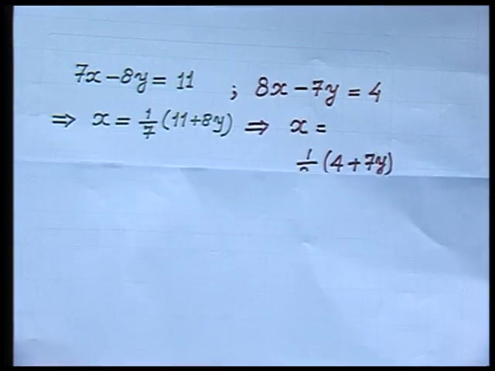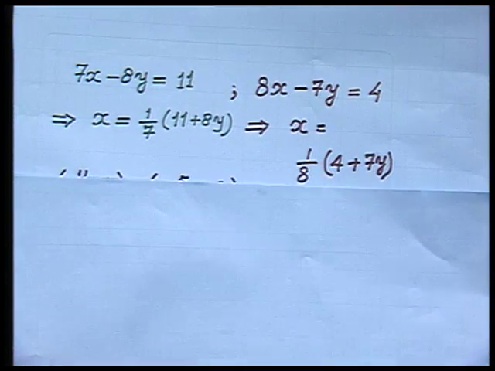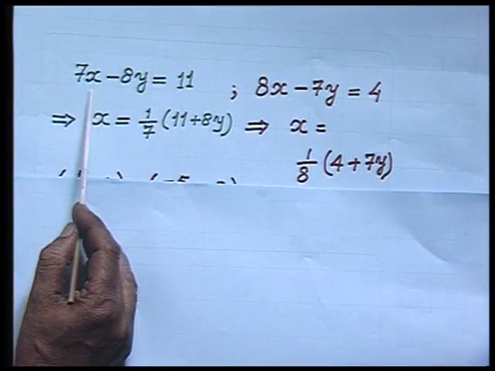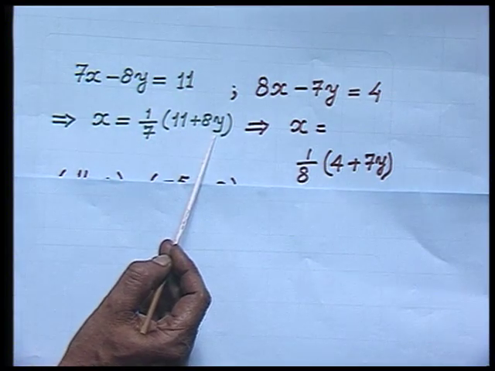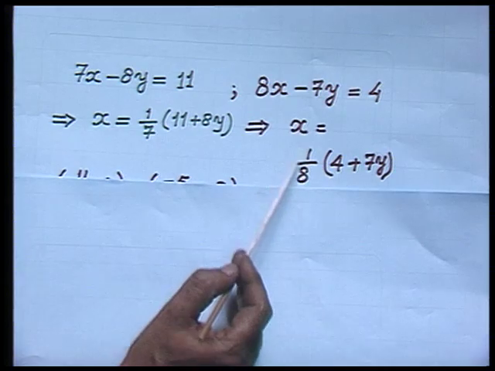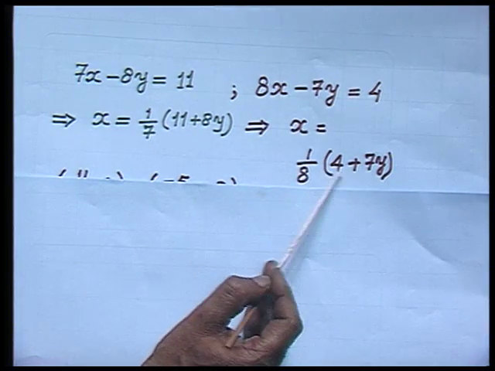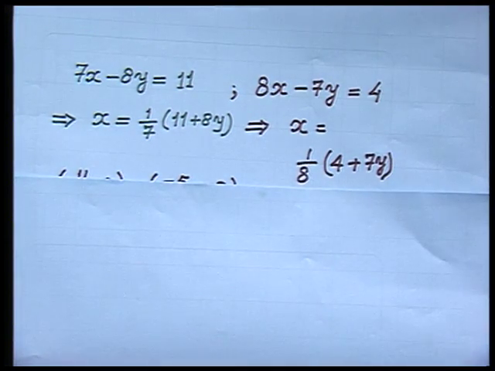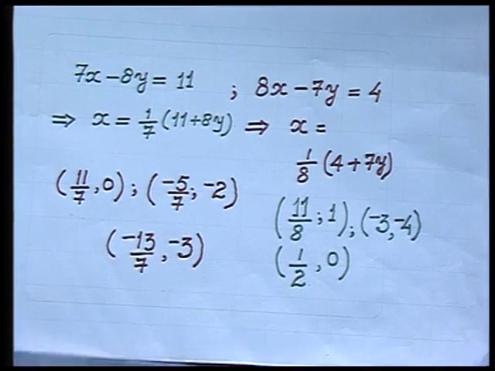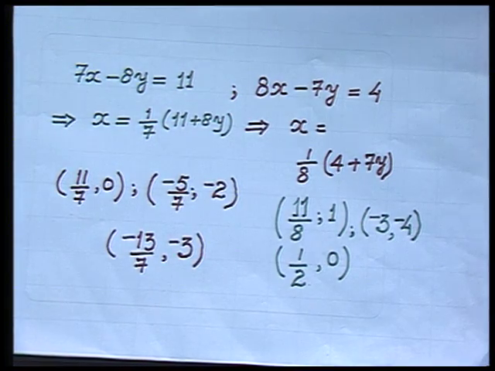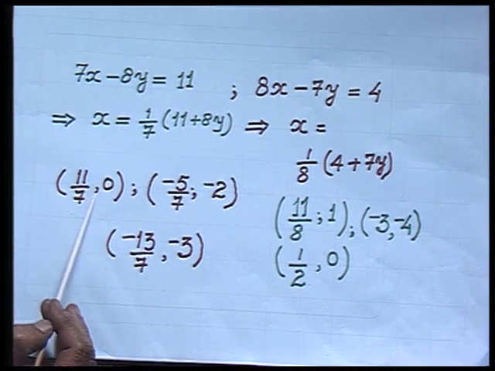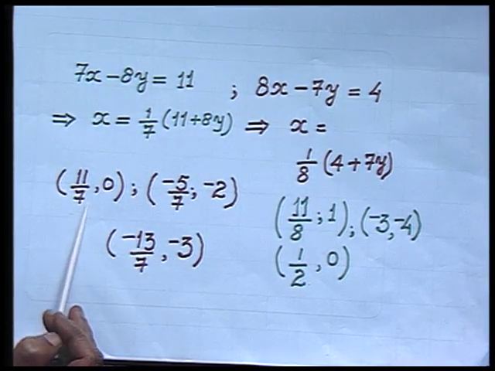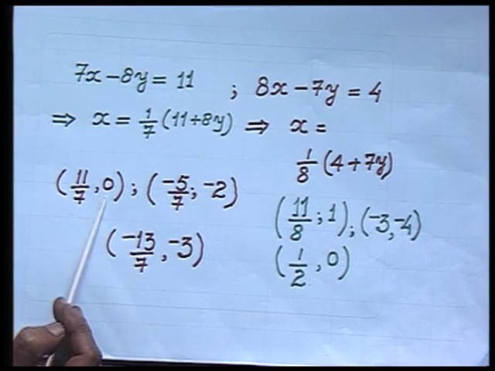And here in both the equations I have made x as a subject. From the first equation, x I get is 1 over 7 times (11 plus 8y), and for the second equation x equals 1 over 8 times (4 plus 7y). And by assigning different values to y, we get the values of x. Supposing in this one I assign to y the value 0, I get the value of x as 11 by 7. So the first ordered pair is (11 by 7, 0).